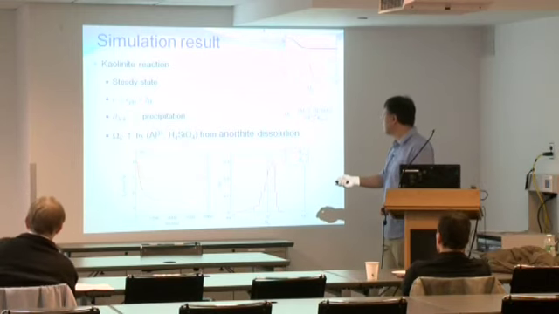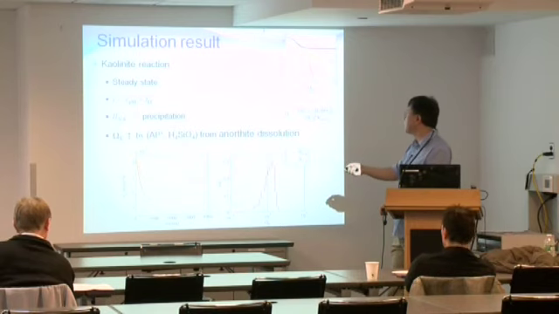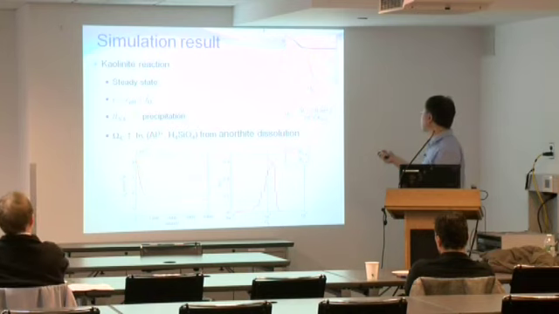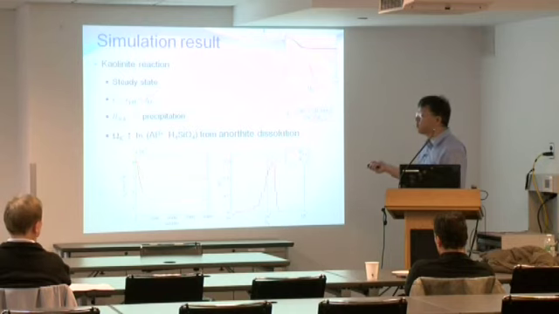And this omega k is increased by the aluminum and silicic acid from the anorthite dissolution. So omega k, here there's aluminum and silicic acid. This omega k value is increased by the anorthite dissolution. So this anorthite dissolution kind of induced the kaolinite precipitation.